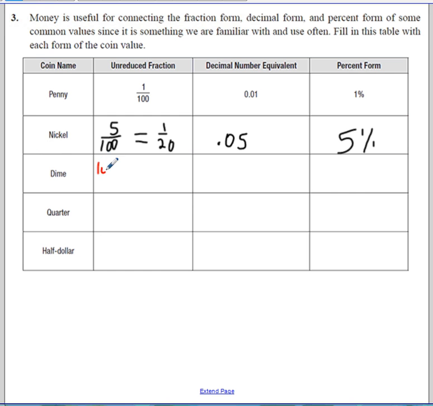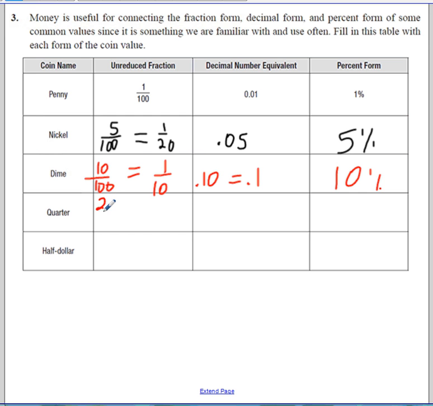Our dime is 10 cents, and still 100 cents makes $1. The reduced fraction would be 1/10, and 10 dimes make $1. As a decimal, 10 cents would be 0.10 if we're looking at 10 out of 100, or 1/10. We could simplify it by dropping that 0 off and making it just 0.1. Either way is an acceptable way of writing that. And it is 10% of $1.